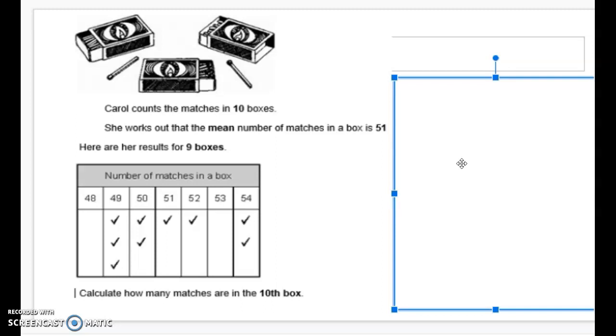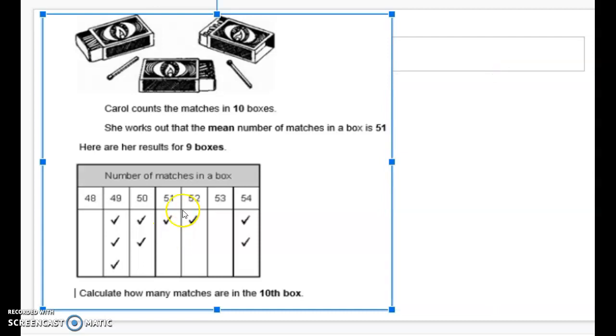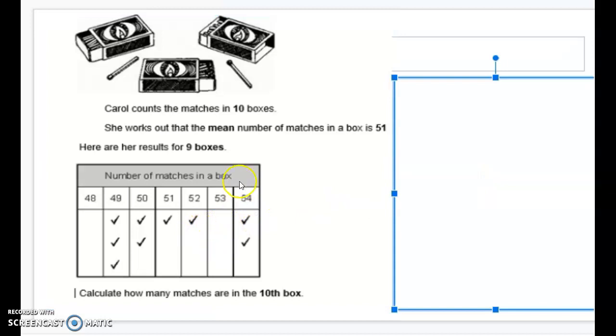Underneath it said, here are the results for 9 boxes. So here are the amount of matches in 9 boxes. You can see here, in 3 boxes there are 49 matches. In 2 boxes, there are 50 matches. In 1 box there's 51. In 1 box there's 52. There are no boxes so far that have 53 matches in them. And lastly, there are 2 boxes that have 54 matches in them. So that's all of the matches for 9 boxes.